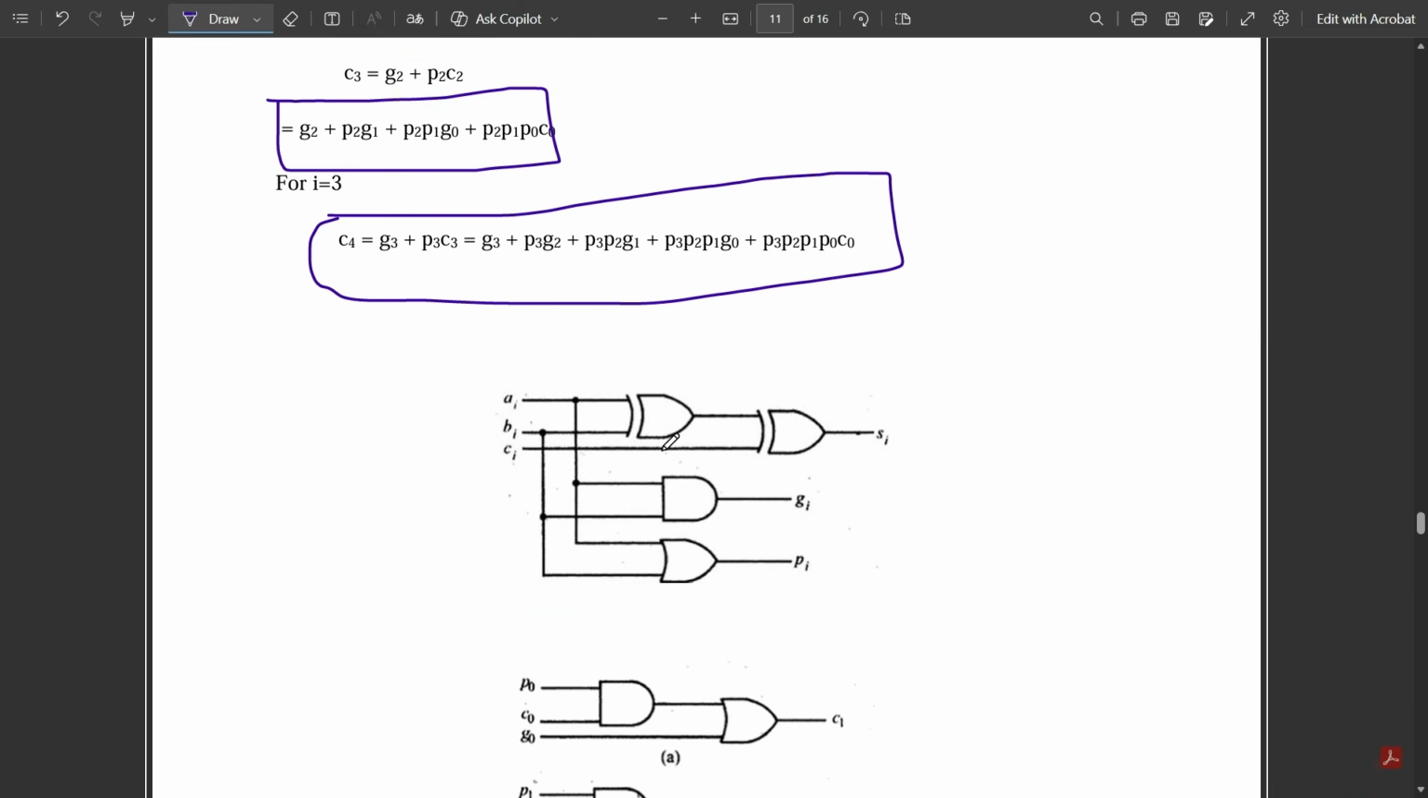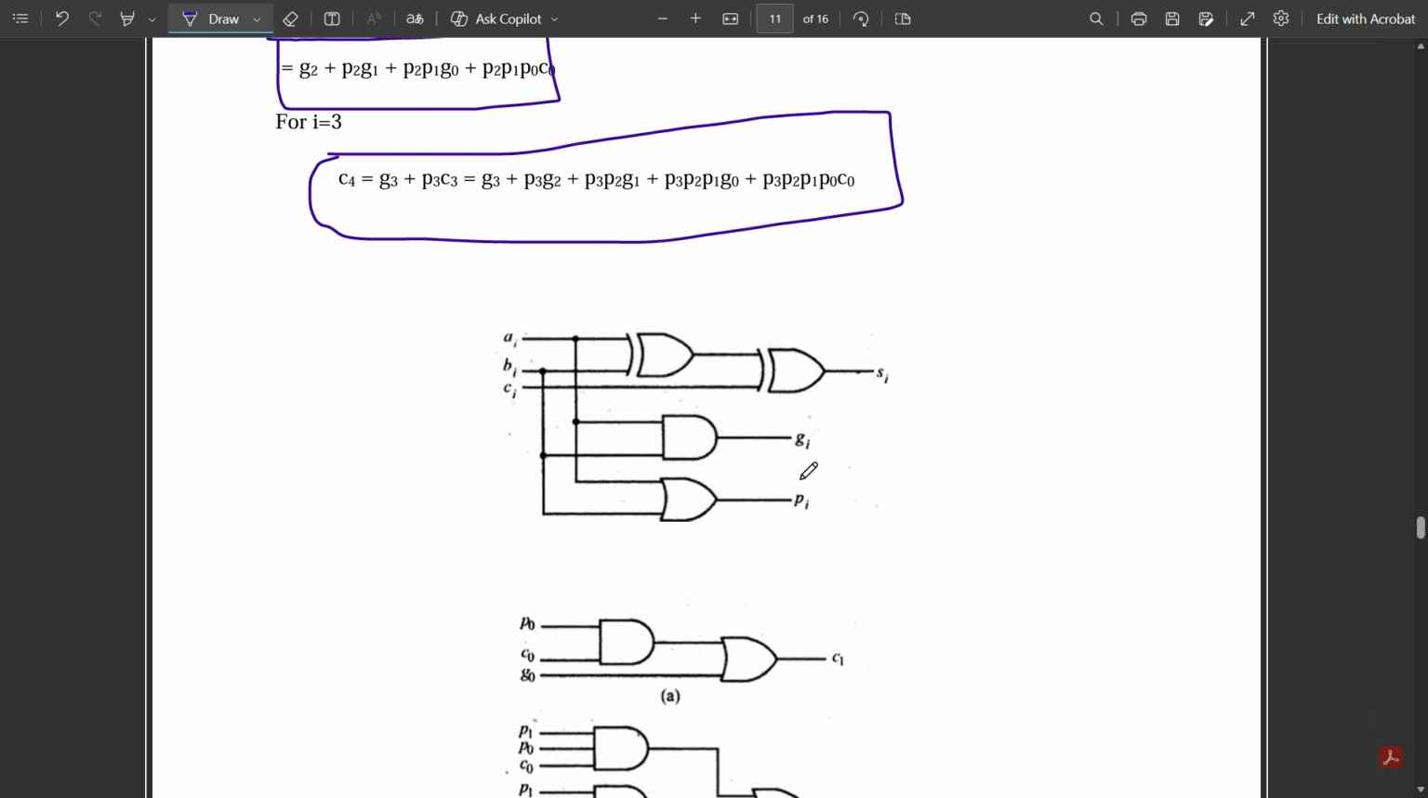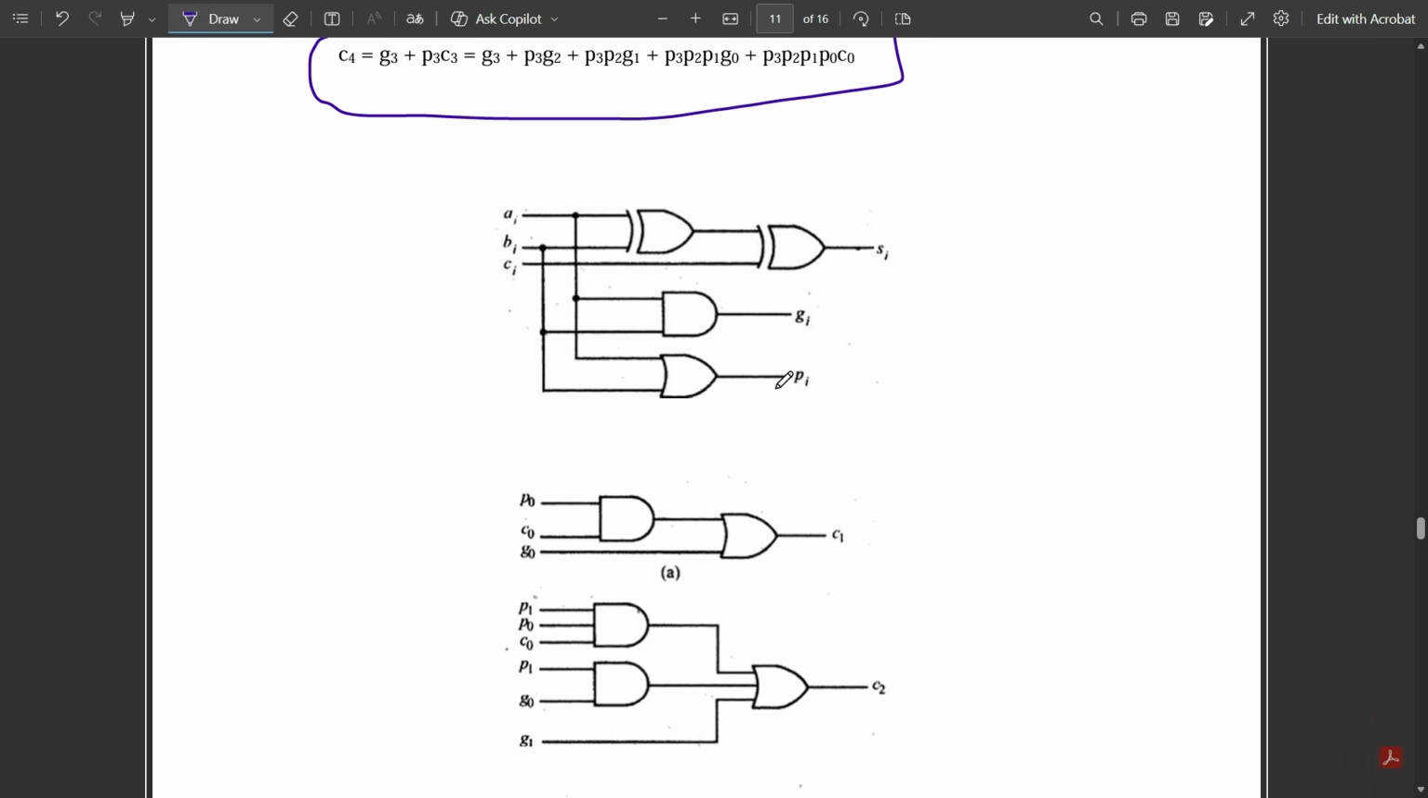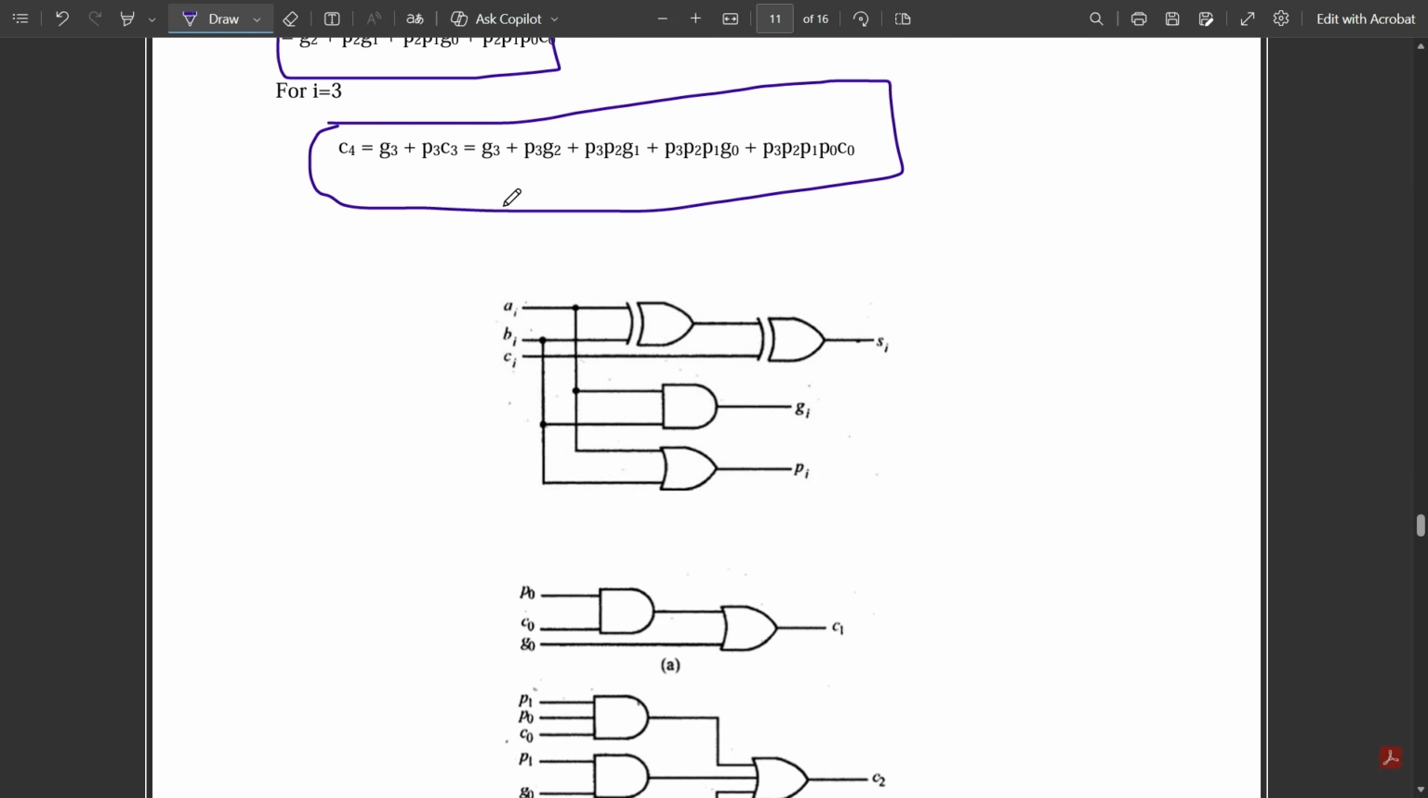And with respect to the generator and propagator expressions you get, we have drawn one simple basic block diagram, which is very important. You see here how it is done. This is with respect to sum, S of i, right? S of i is the sum, and we know that for a full adder stage, sum is A XOR B XOR C.